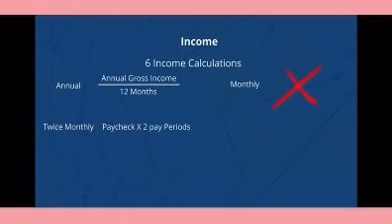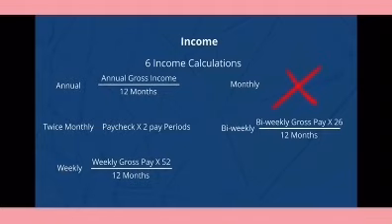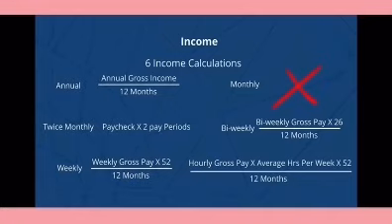If the borrower is paid biweekly, the calculation is biweekly gross pay times 26 periods in a year divided by 12 months. If the borrower is paid weekly, the calculation is weekly gross pay times 52 pay periods divided by 12 months. If the borrower is paid hourly, the calculation is hourly gross pay times average number of hours worked per week times 52 weeks divided by 12 months.